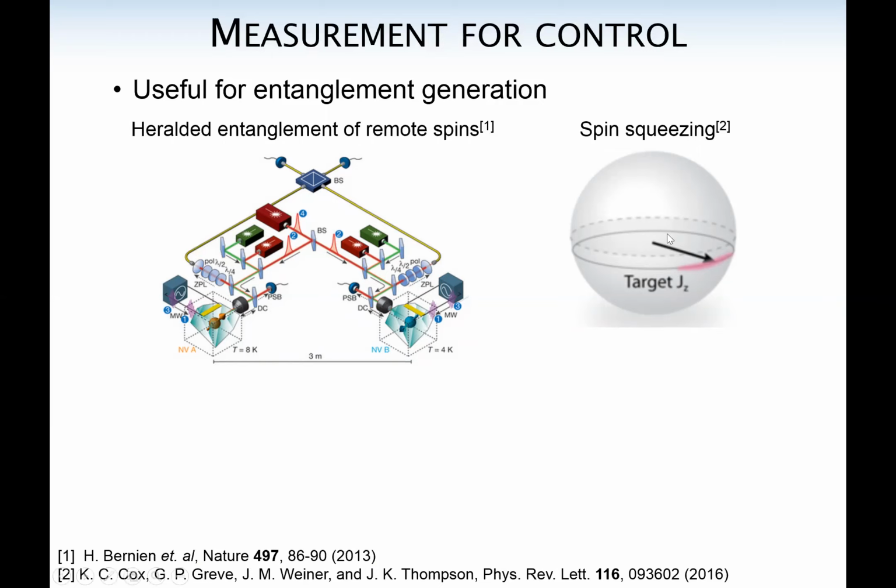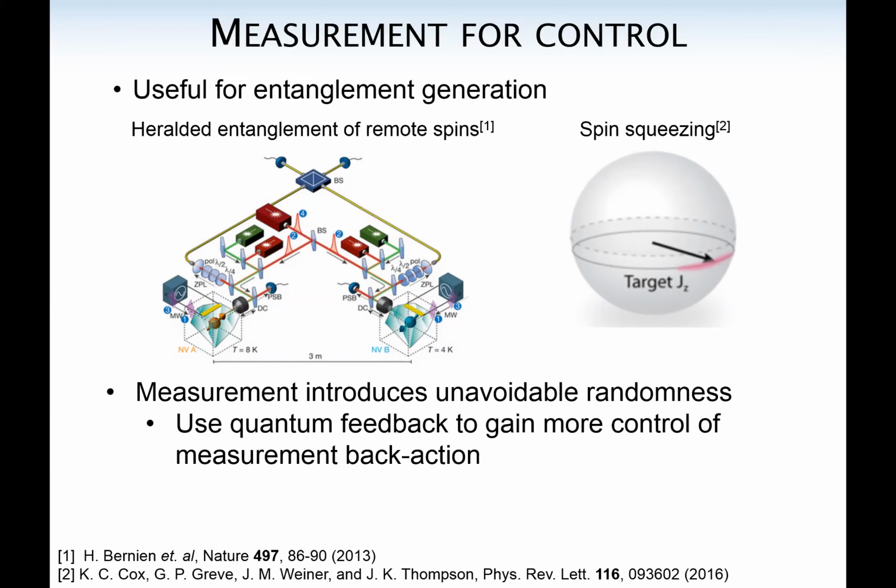And another common example is for spin squeezing, where in cold neutral atoms, people have used measurement as a resource to create spin squeezing, which is a useful metrological tool for quantum sensing and quantum clocks. So a downside of using measurement for control, although it's useful for creating entanglement, is that measurement is an inherently random process in quantum mechanics. And so you're inevitably going to generate some amount of randomness into any protocol that relies on measurement too much. So the main overarching goal of this talk is to talk about how to use quantum feedback to gain more control of the measurement process and remove some of this inherent randomness.